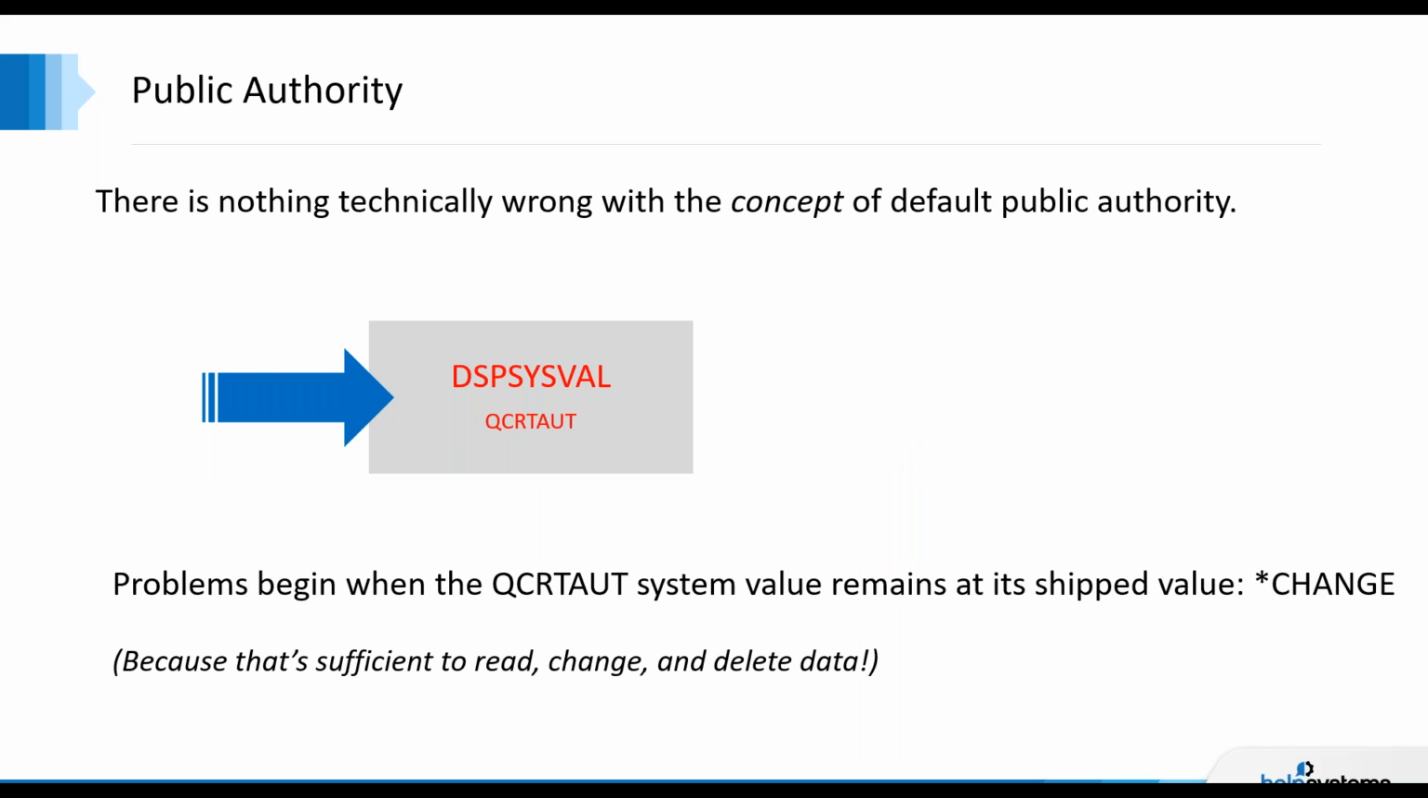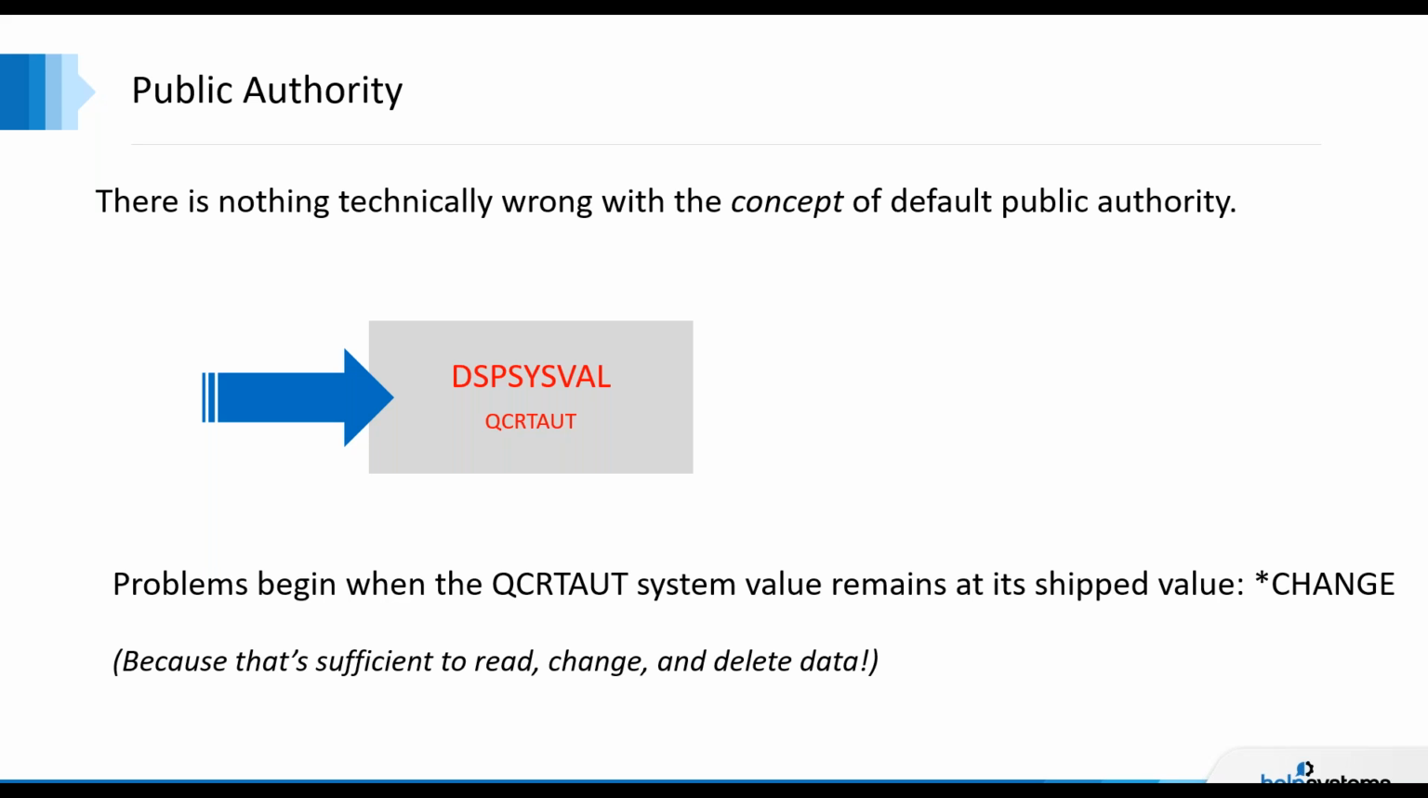Now, for me, I take issue with this QCreateAuthority system value. A few reasons why that is. Conceptually, nothing wrong here. This public authority idea is actually quite flexible. It simply means that it's possible to set a default permission, which is fairly unique to IBM. Most operating systems work on the premise that if you don't have permission to something, you are not allowed to use it. Here, we say if you don't have a specific permission to something, this is what you can do. This is the base authority.